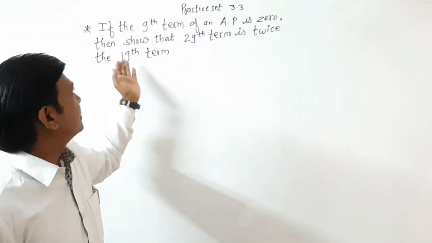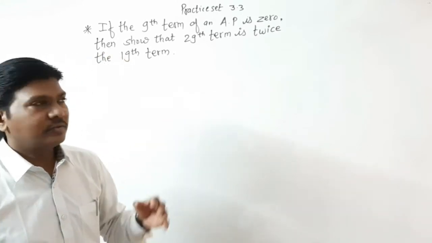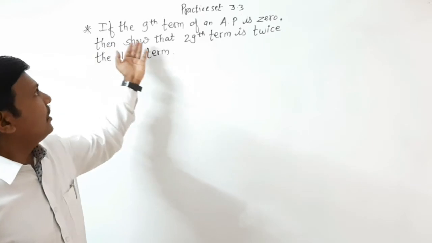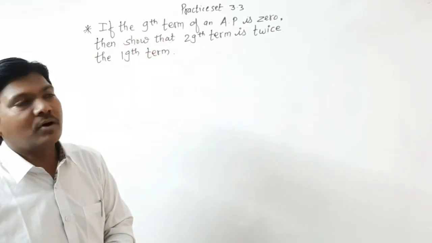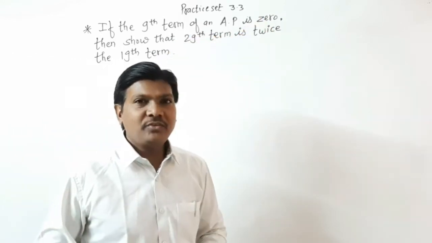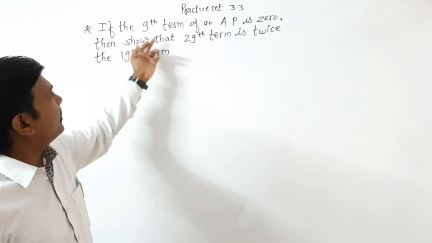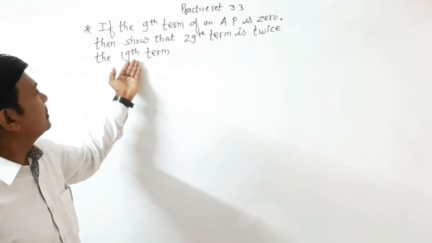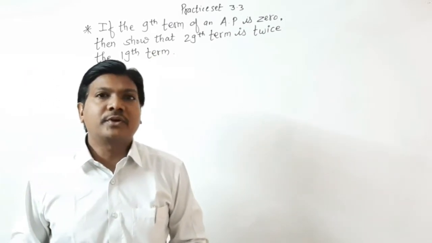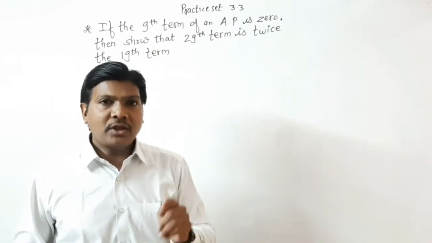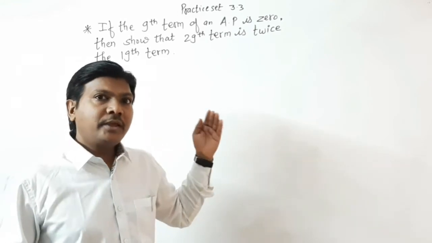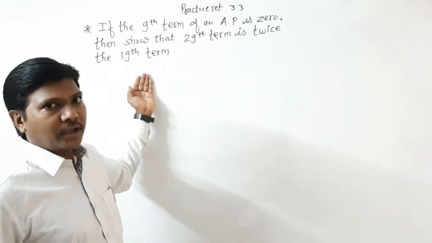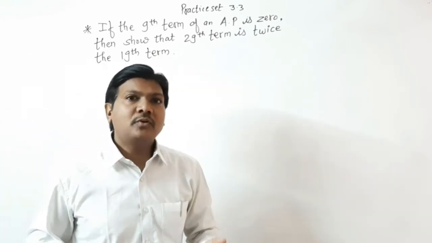Then see for the example. See next example. And this example is important. So first read the example, again see what is given and what is to find. So here question is, if the ninth term of an AP is 0, means T9 is 0, then show that the 29th term is twice, means double, the 19th term. So here total 3 terms are given, T9, T19 and T29. So here T9 is 0, that is important. Then find T29 and T19 and make their relation, it is twice or not, we will see.